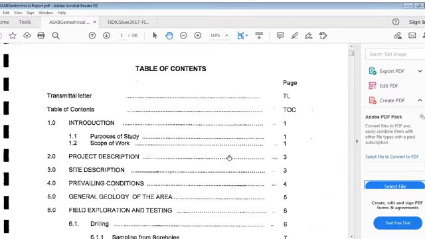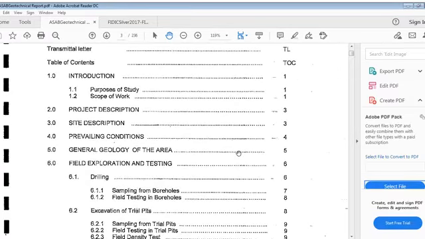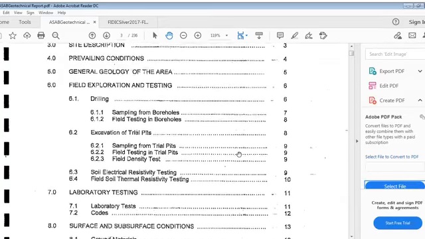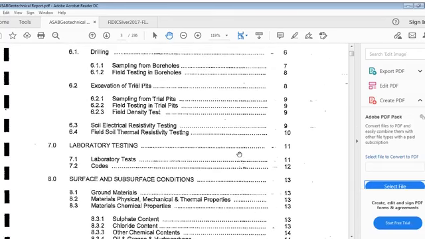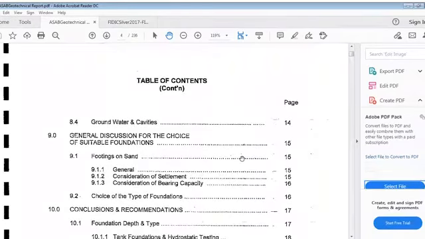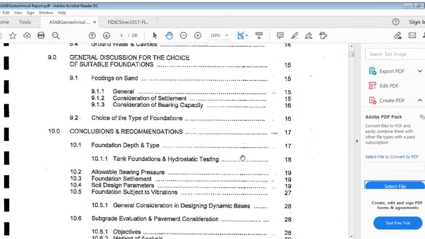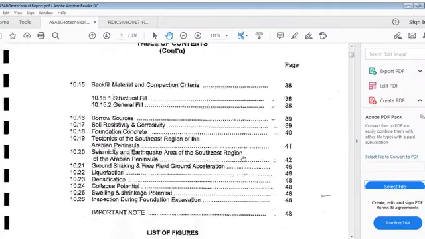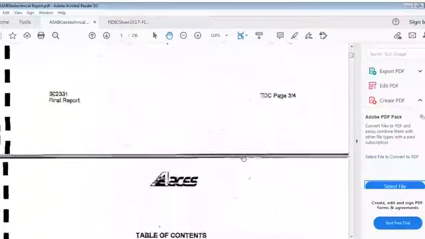You have self introduction, project description, site description, prevailing conditions, general geology of the area, field exploration, testing and drilling, execution of trial pits and soil activity, electrical resistivity testing and thermal resistivity testing, laboratory testing, surface and subsurface conditions. I'm just telling you the trials, and then general discussions for choice of suitable foundations, and conclusions and recommendations. All these are there in this report. Too much is there in this report.